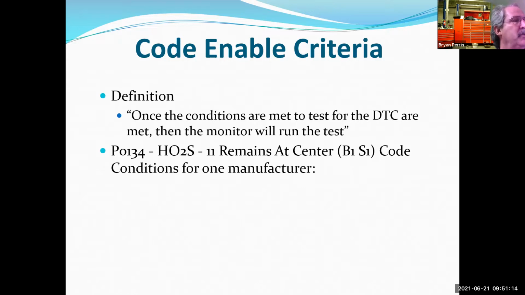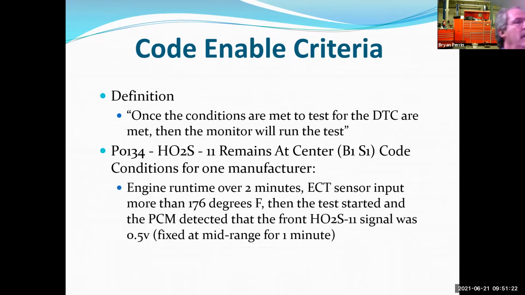P0134, O2 sensor bank one sensor one, remains in a center code. Conditions from one manufacturer: runtime over 2 minutes, ECT sensor input more than 176 degrees Fahrenheit. Then the test started and the PCM detected that the front O2 sensor signal was at 0.5 volts fixed for 1 minute or longer.